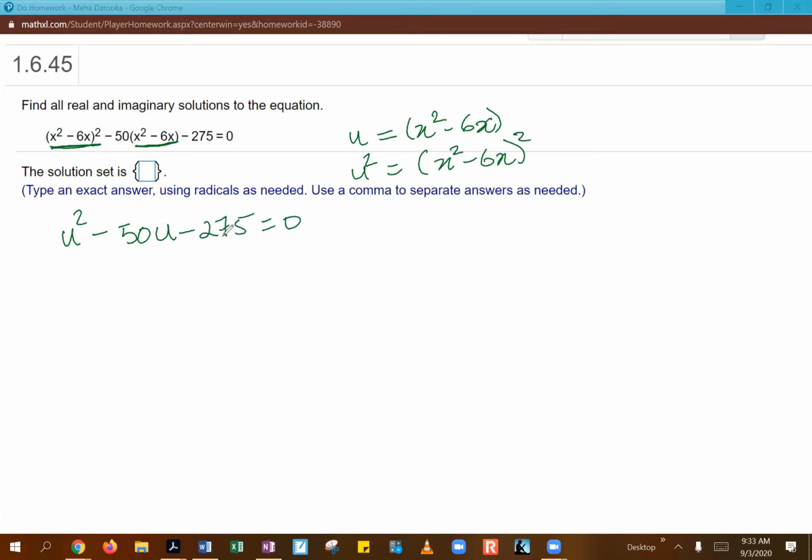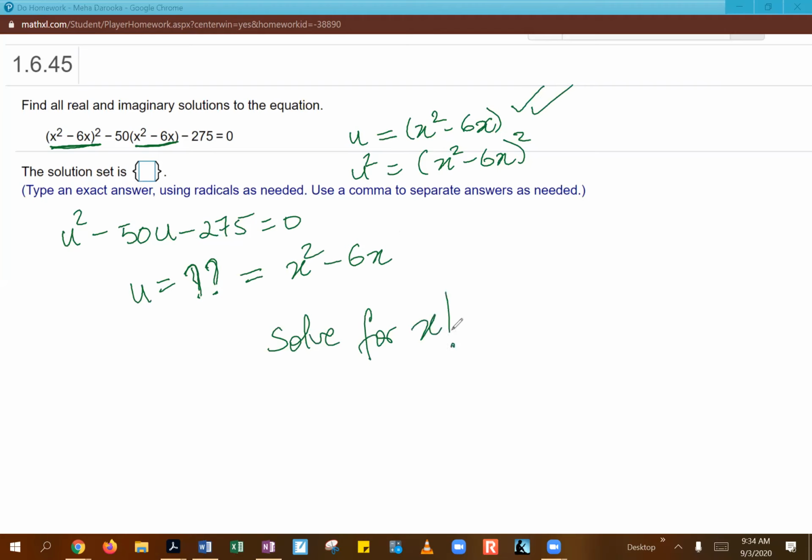equals 0. Again, I would try factoring over here or the quadratic formula. Figure out what answer you can get for u over here, and then whatever this answer is going to be, set it equal to our u, which is x squared minus 6x, and then basically solve for x at that point.